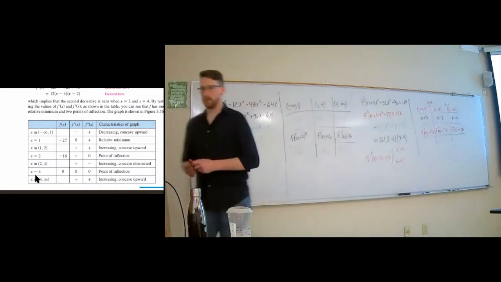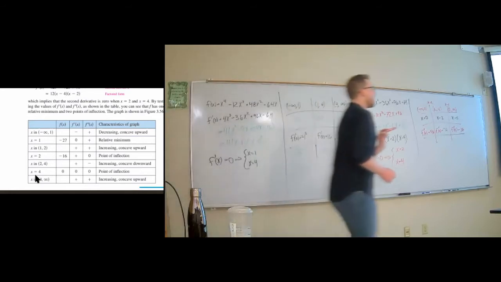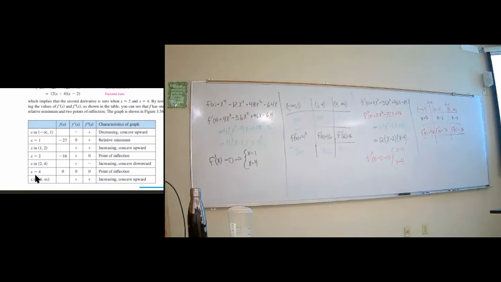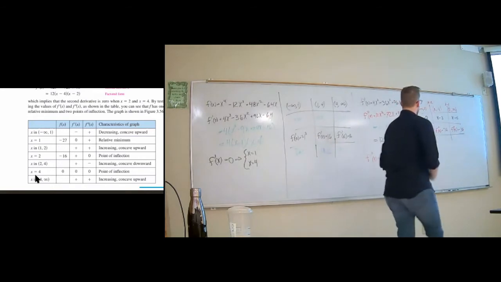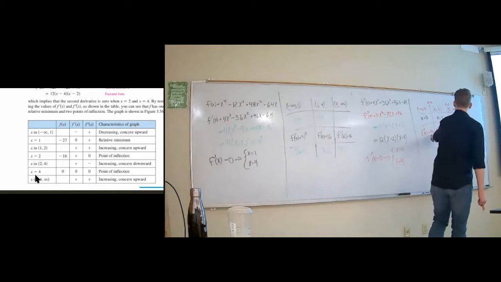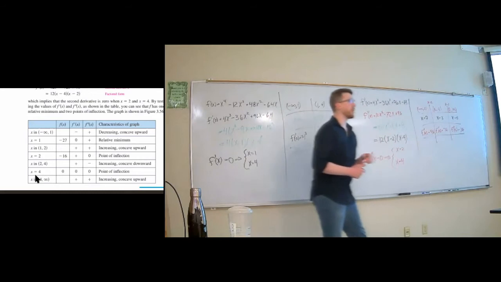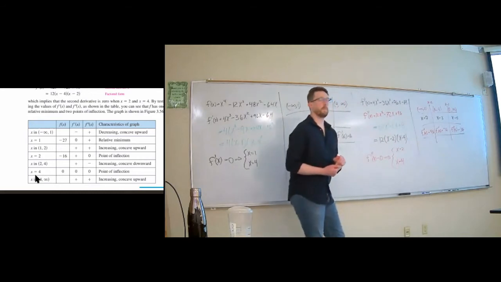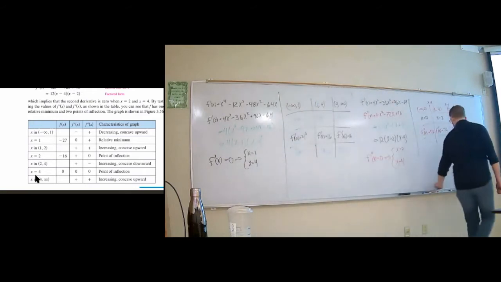So what does this tell us? Decrease, decrease, increase. It tells us something about the concavity, right? When we have a positive second derivative, are we concave up or concave down? Should be up, right? Should be concave up.